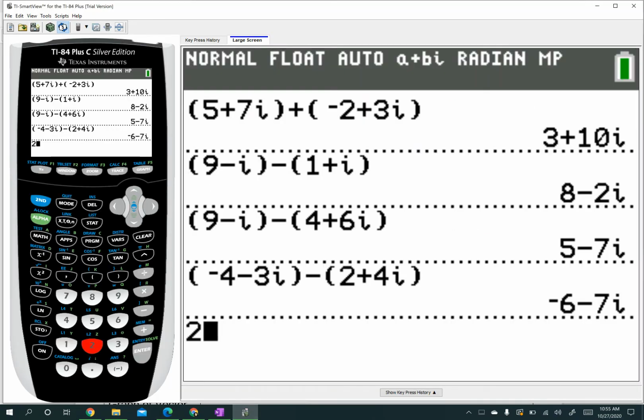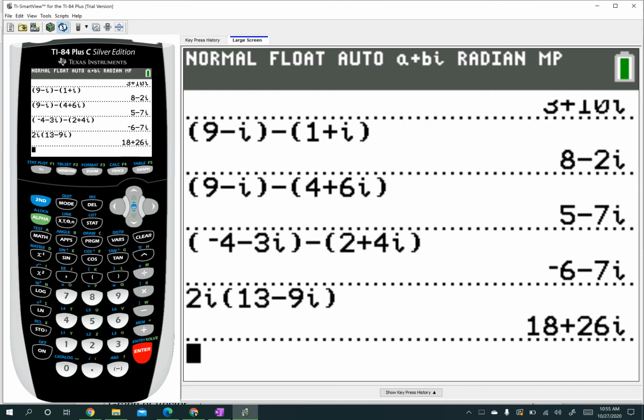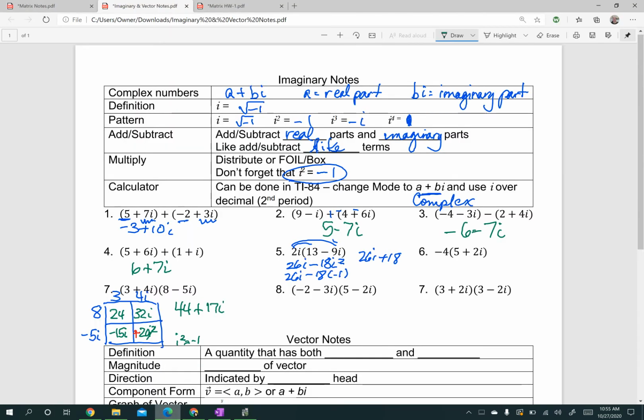So 2i. And let's do 13 minus 9i. So 18 plus 26i, which is what we got. We wrote it the other way around, but that's the same thing, right? 18 plus 26i, same thing.